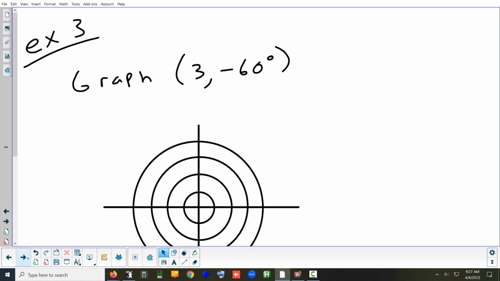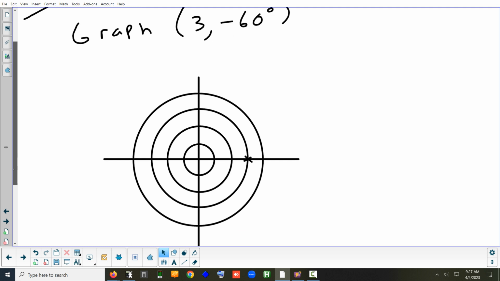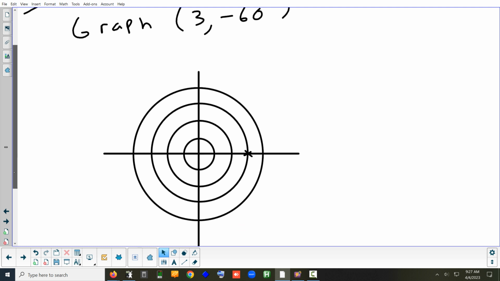All right, let's try another one. 3, -60. What am I going to start out with? Move right by 3. And now from that position, you're going to do a rotation. You need to know how much rotation and what direction. Clockwise 60 degrees. So 60 degrees puts you 2/3 of the way through the quadrant because 90 is all the way through it. So right 3, and then clockwise 2/3 of the way. Just estimate it right about there. Just make sure it looks like it's more than half.